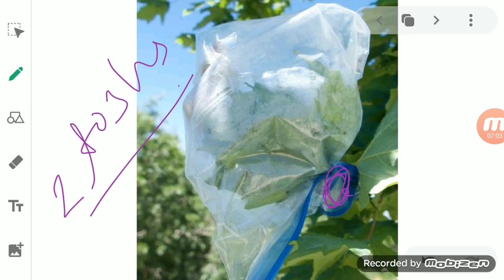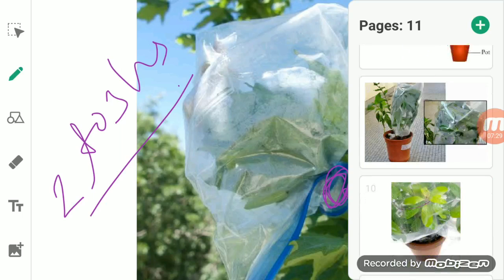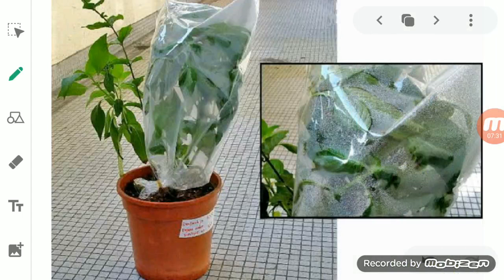I am repeating what I said: first of all, we will take a watered potted plant which has big leaves, and we will cover one of the leafy stems with the help of a clean polythene bag and seal the mouth of the bag properly. Now we will keep this potted plant in sunlight for 3 to 4 hours. Now afterward, what will you see?